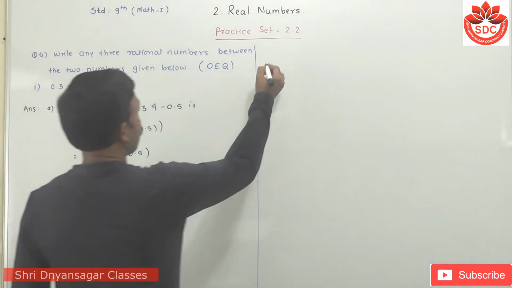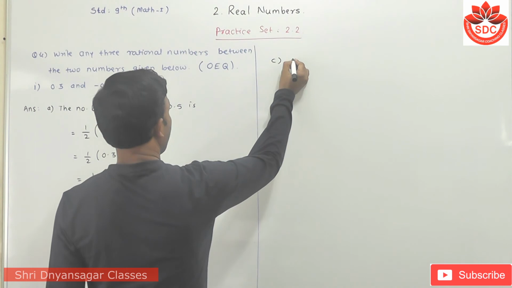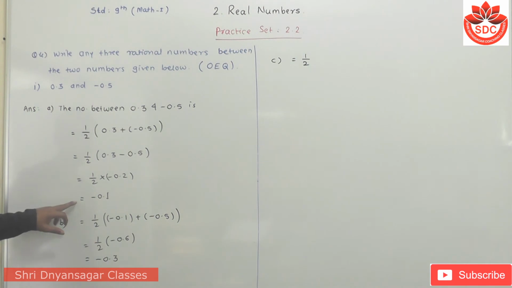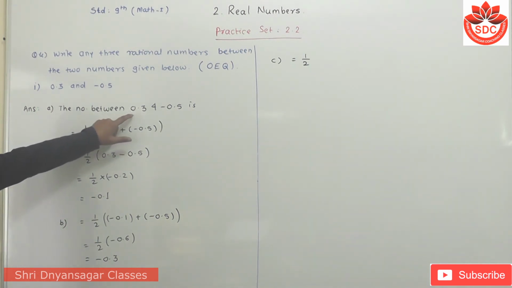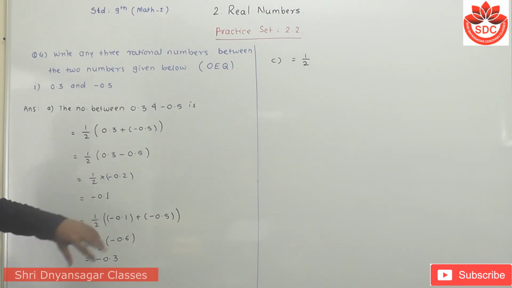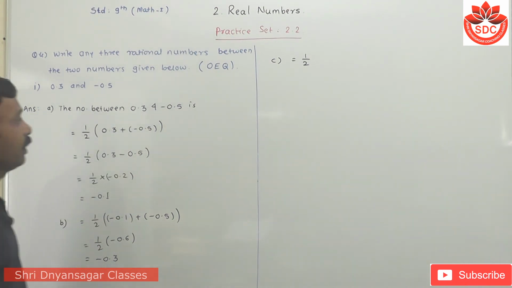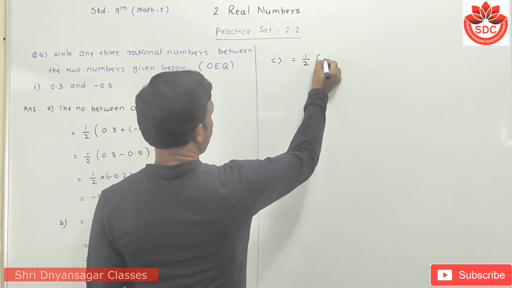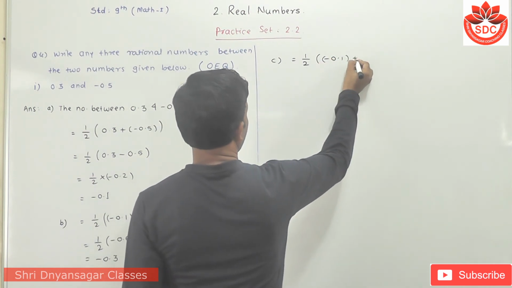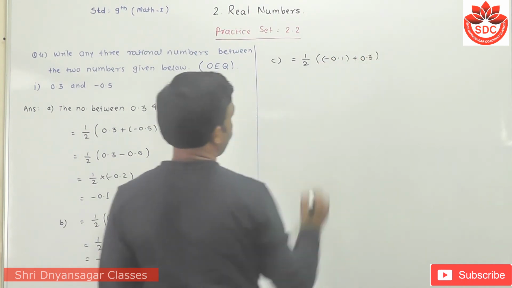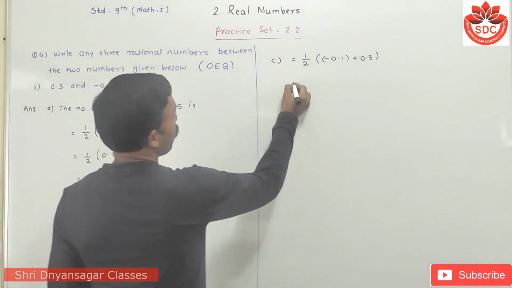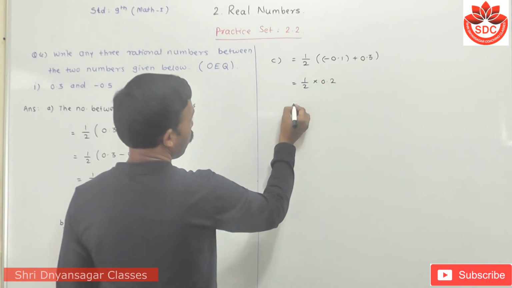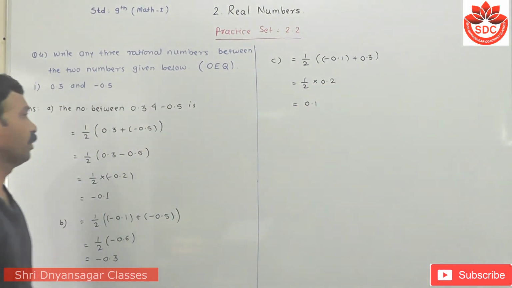Then the third one is C. Suppose here we have to find it by dividing by 2 of any two numbers. You can take this one and this one plus 0.3, or this one and the next number, you have to take any one number. So I take here -0.1 and in between this 0.3. Then this value becomes 1/2. When we subtract this, it becomes 0.2. That means the answer is 0.1.